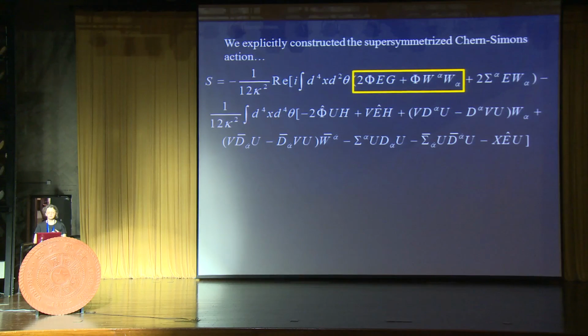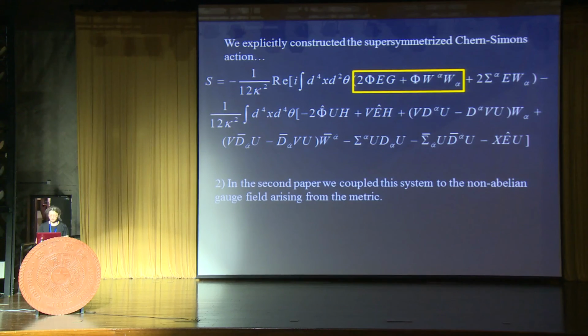It also gives the gauge fields in the 14, those coming from the 3-form also work perfectly. But we're still in the process of evaluating all of these, integrating out all auxiliary fields, and so on. Anyway, in the second paper, we coupled the system to the non-abelian gauge field arising from the metric. So if you are interested in this topic, I encourage you to read the papers.